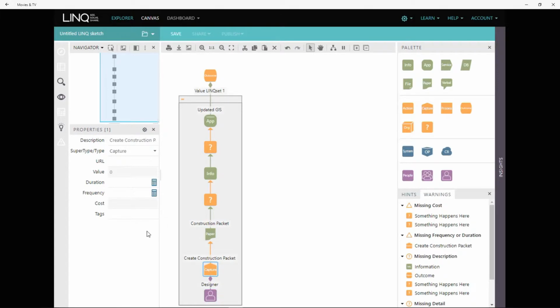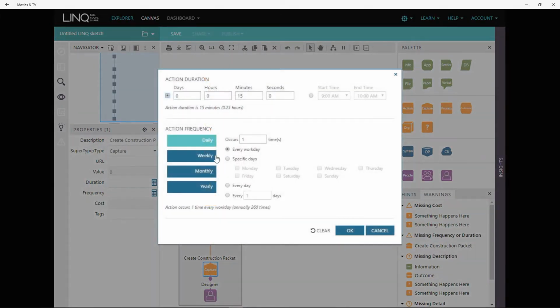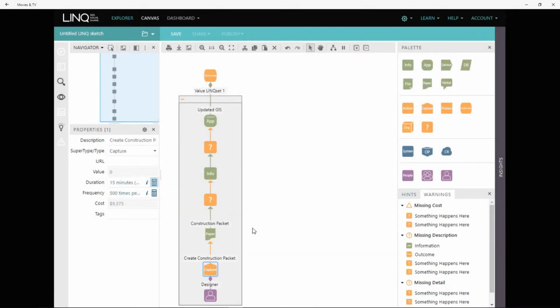And on the action, we can put in the duration and the frequency of how long something takes to perform. For example, in this case, it occurs 500 times a year. It takes about 15 minutes to do. Gives us the total cost to create that paper packet, about $9,375. And then we'll continue on and go to the next action. Call this review packet.